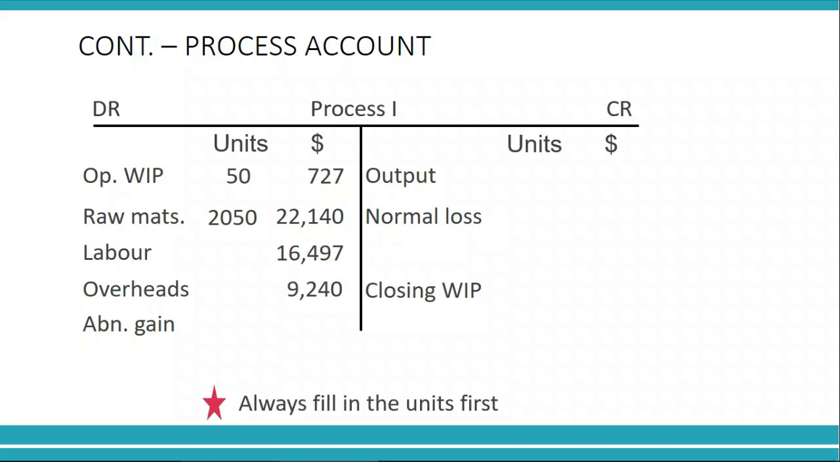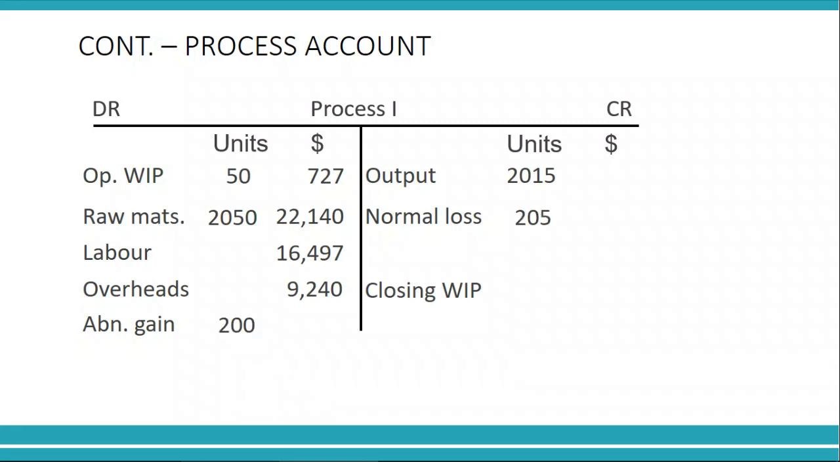So always fill in the units first. What we have, output is 2015 units, normal loss was 205 units, and your abnormal gain is 200 units, which will appear on the debit side. And you've got here the closing work in process of 80 units. So when you match them, they become equal. So the first step is always that you match your units.